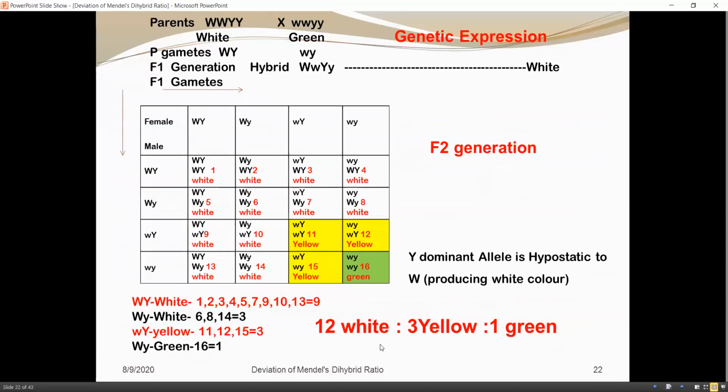So this is 12:3:1, and this is dominant epistasis. This is the case of dominance epistasis. These 3 have become yellow, and the rest of them are white, could not produce the color. So 12 white, as the Y dominant allele is hypostatic to W, producing white color.